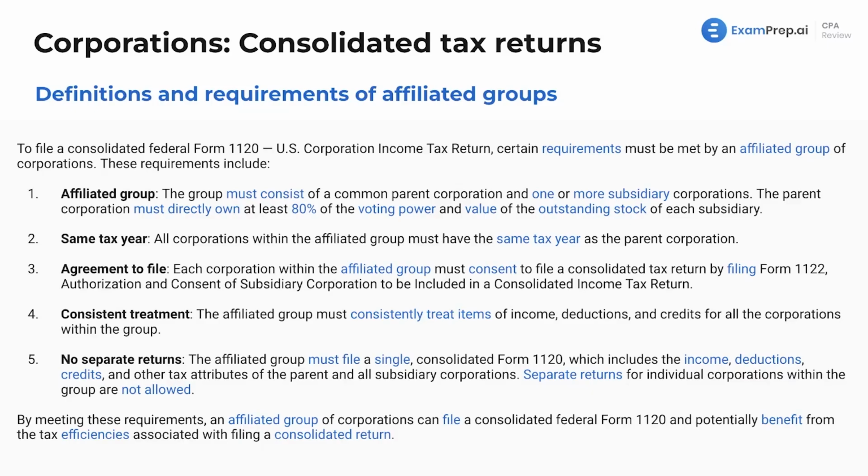Let's see a couple items here. We've got definitions and requirements of affiliated groups. We talked about affiliated groups and what it means to be an affiliated group and what we need to do in order to file this consolidated return.